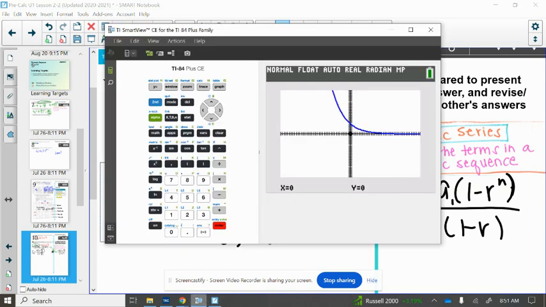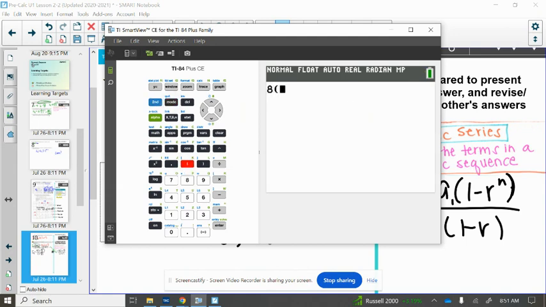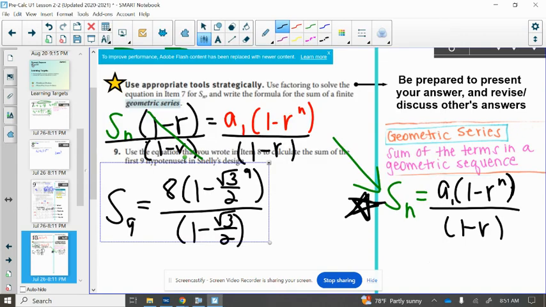So I'm going to go back to my calculator: 8, 1 minus my r value, which was the square root of 3 divided by 2, and specifically just that piece is to the 9th power. Then I'm going to make sure that I divide that by parentheses 1 minus my r value, which again is square root of 3 over 2, to get my summation this time of just about 43.351. So that would be my sum of those first 9 terms.